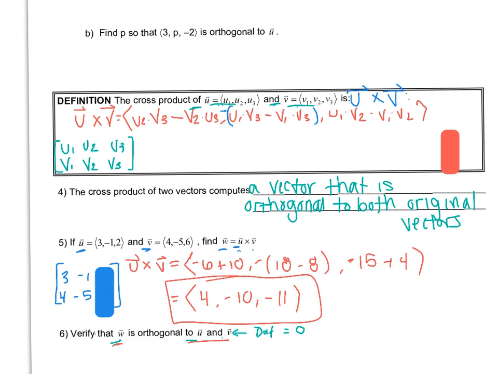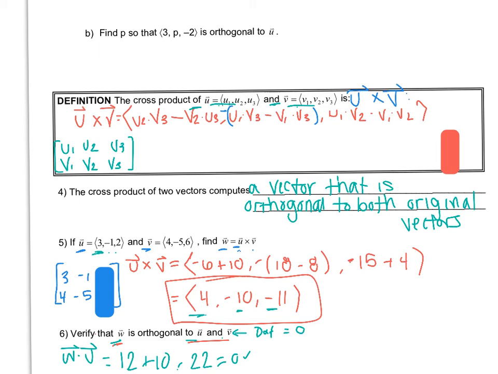Okay, so first I need to do W dot U, and then I'll do W dot V. So just the dot product of W and U, that would be 4 times 3, so that's 12. Negative 10 times negative 1, so that's positive 10. And then negative 11 times positive 2, that's negative 22. So we add all those up, we've got 12 plus 10 minus 22 is 0. So that's how we can verify that W and U are in fact orthogonal.